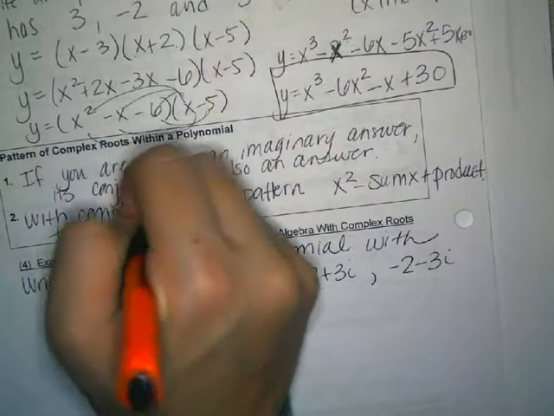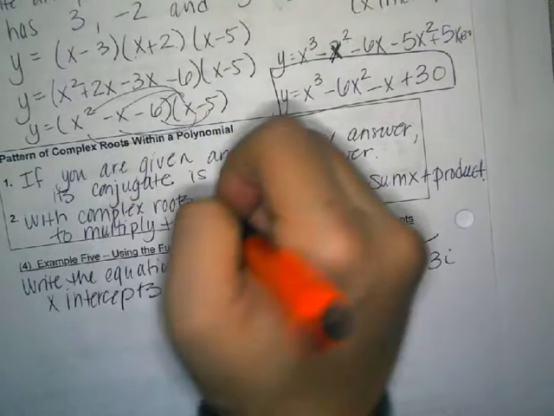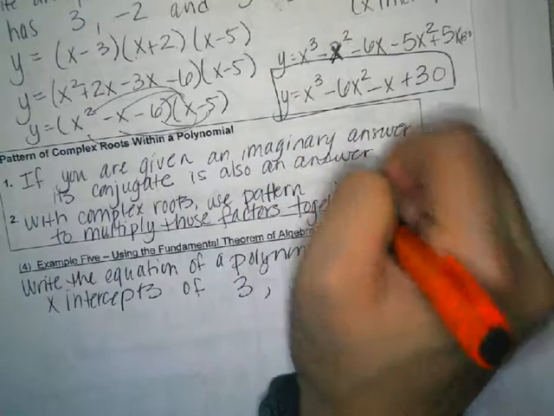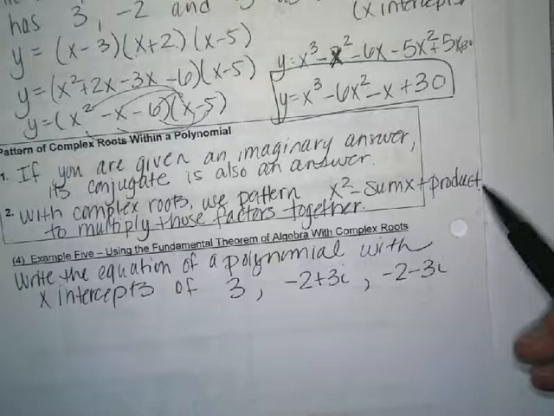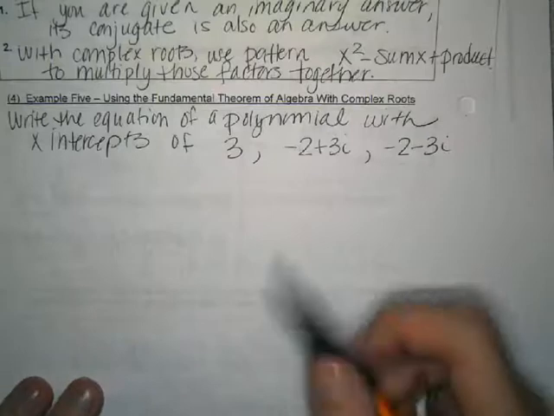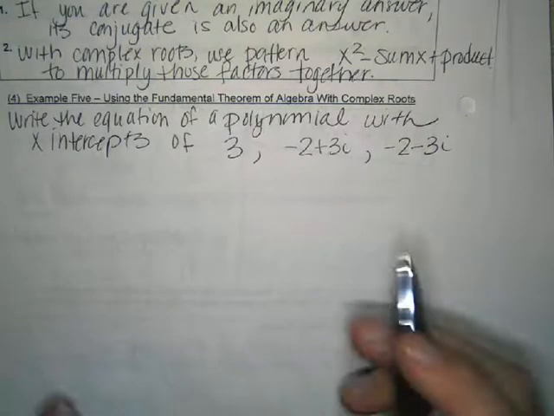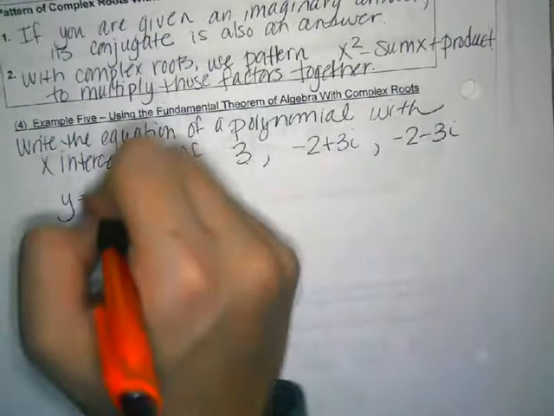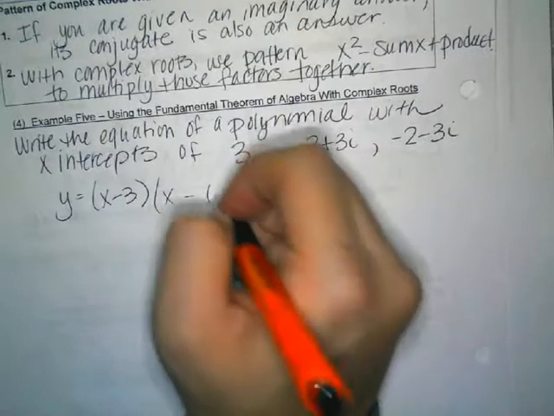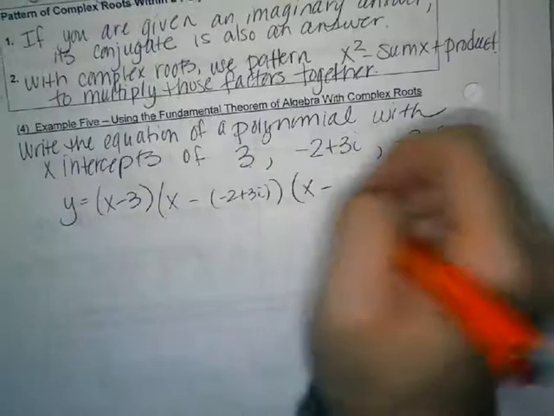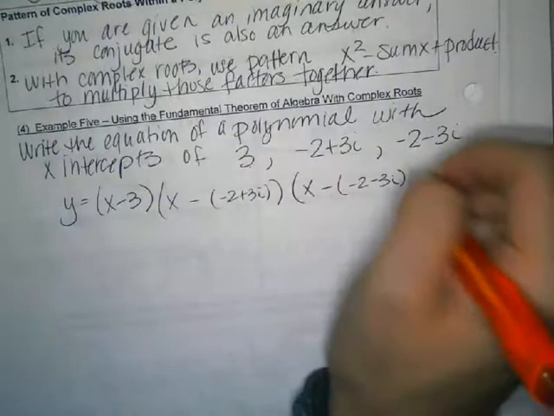To multiply those factors together. The fact that there's this pattern that happens with the sum and the product of these 2 numbers is super beneficial for when we have to do the work here. So, for example, if we set it up the same way we did before, to get 3 as an answer, I'd have to have x minus 3 as a factor. To get this as an answer, I'd have to have x minus negative 2 plus 3i. To get this as an answer, I'd have to have x minus negative 2 minus 3i. Like that.